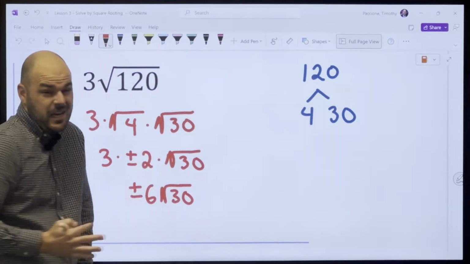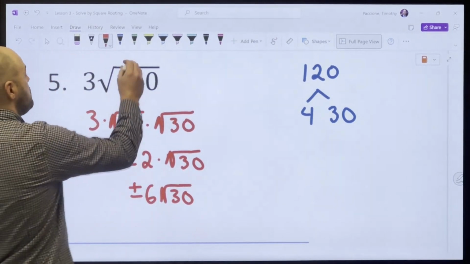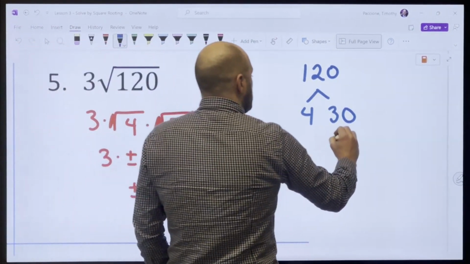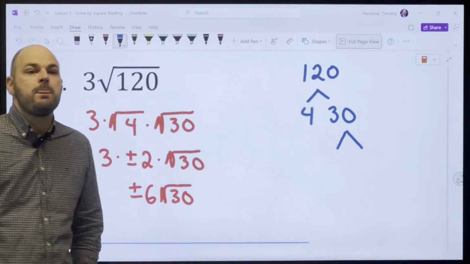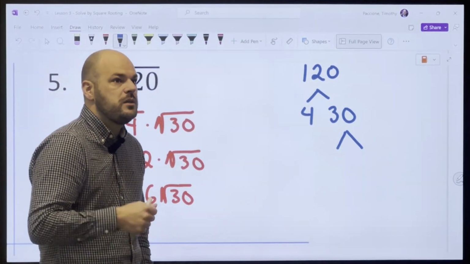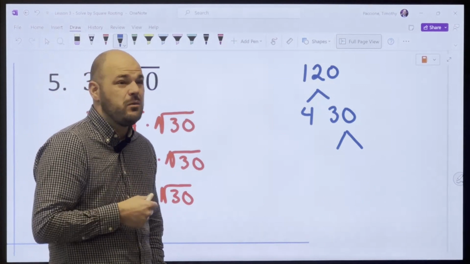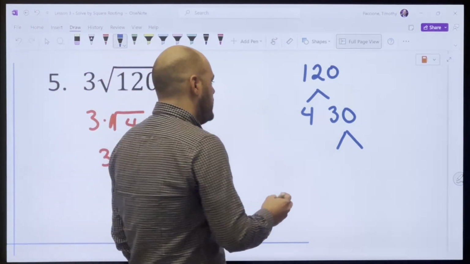And then I'm curious, maybe I can break down 30 more. Maybe there's more going on with the 30. So I try to break down the 30, right? And I think to myself, does 4 go into it? Does 16 go into it? Does 9 go into it? Does 25? Do any of these go into it? And it turns out no.